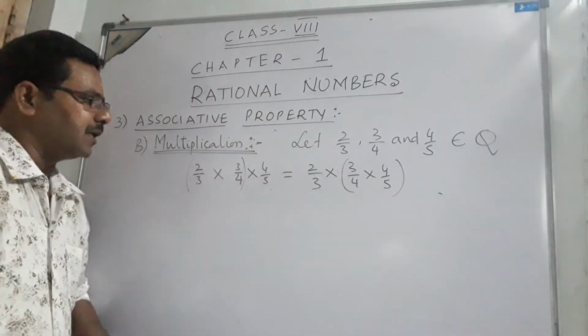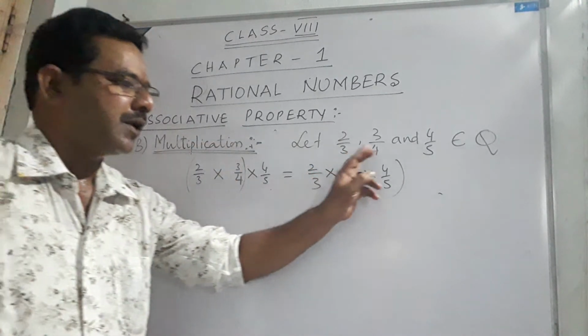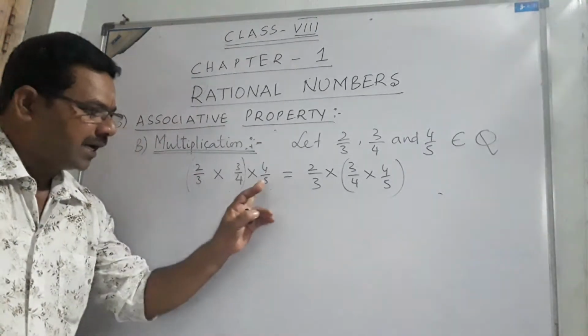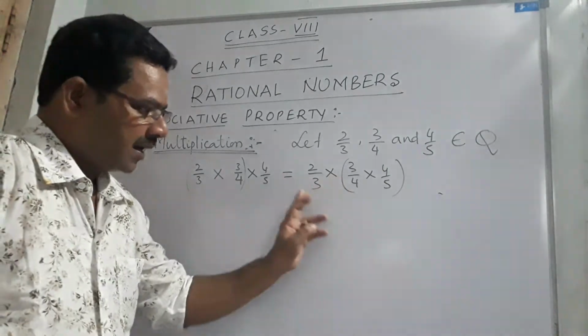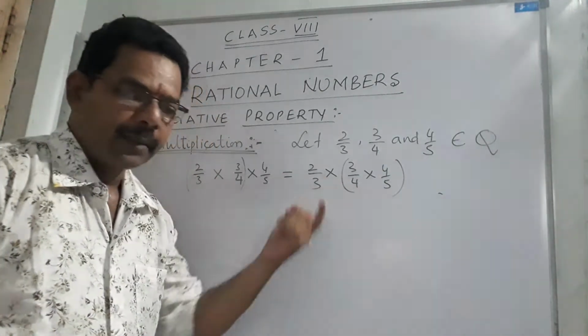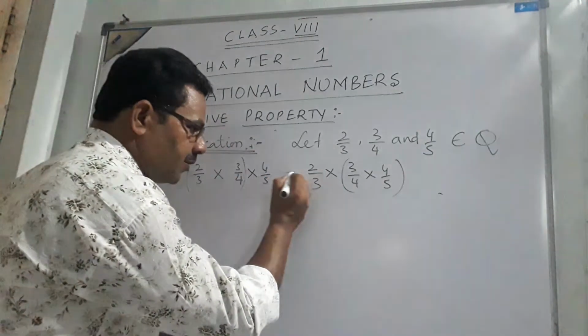Third basic mathematical operation, multiplication. In multiplication also I have taken three rational numbers. The first two should be multiplied, and after that the result should be multiplied with the third one. And in the right hand side case, the second one and third one should be multiplied, and that should be multiplied with the first one. So left hand side and right hand side we can take directly here.